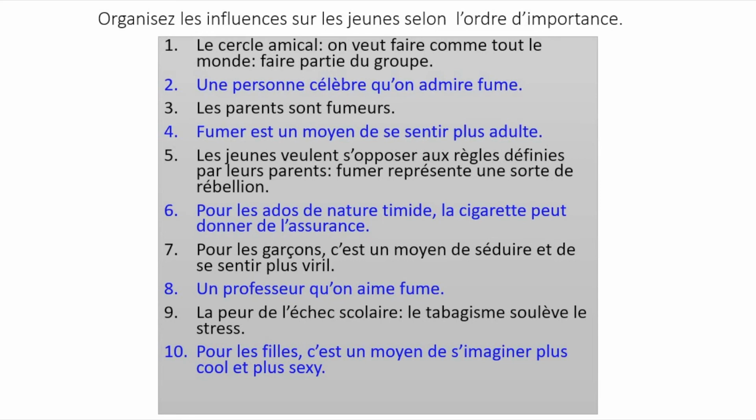So number one, le cercle amical. Cercle looks like an English word, it might sound like it too. On veut faire comme tout le monde, fait partie d'un groupe. If you think that is one of the major influences on young people, why they do certain things, well, you can order it, you can put it in order then, number one being, yeah, that's the thing that affects people most, makes people do things, and so on.